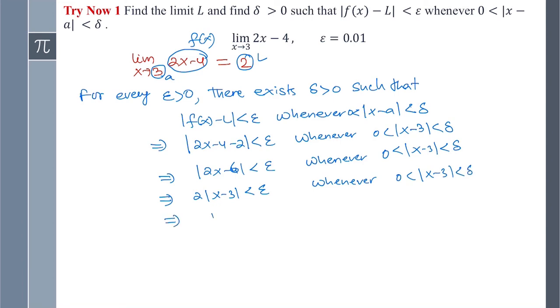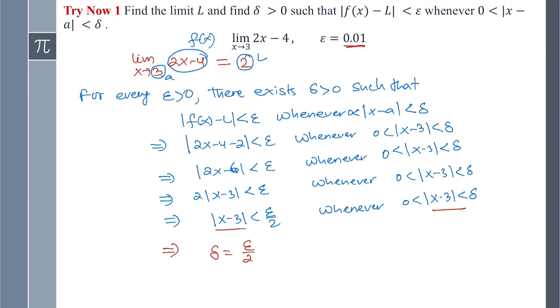Now, if we divide by 2, we get the absolute value of x minus 3 is less than epsilon over 2 whenever the absolute value of x minus 3 is between 0 and delta. Okay. Now, from here again, these two inequalities are the same. So that means from here we can say delta equals epsilon over 2. Now, if you give me the value of epsilon, I can find the value for delta. Now we are given the value of epsilon here, which is 0.01. So this means if epsilon is 0.01, then delta equals 0.01 divided by 2, which gives us delta equals 0.005.